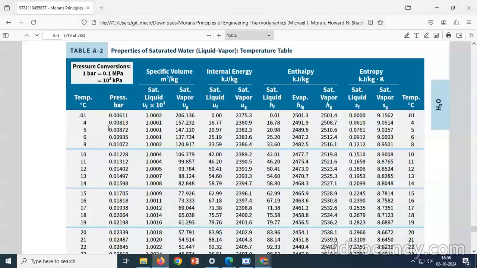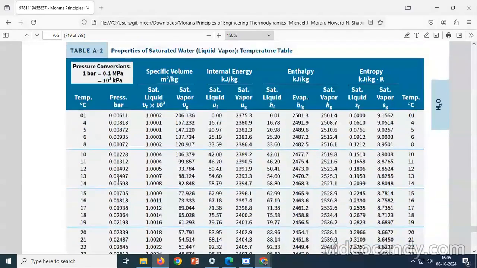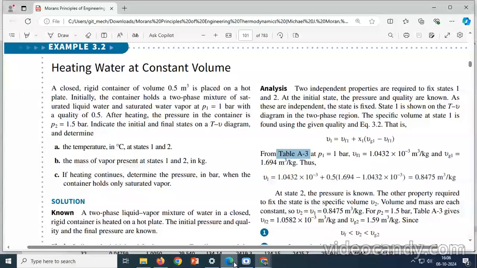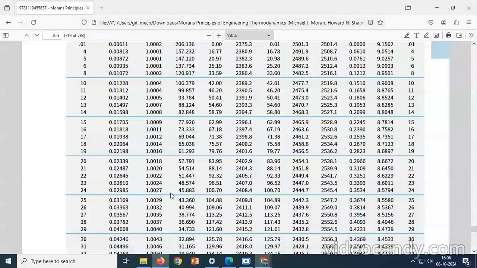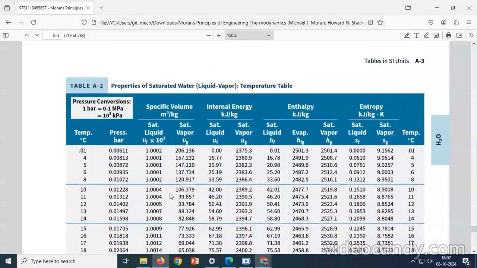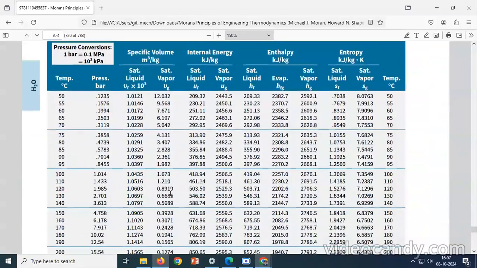In the A3 table, we don't know the temperature, okay? But they have told saturated. See the pressure here, in bar, it should be 1 bar. How much have they taken? 1.04. Here, the saturated temperature, I told you, 100. Nearly 1 bar here.